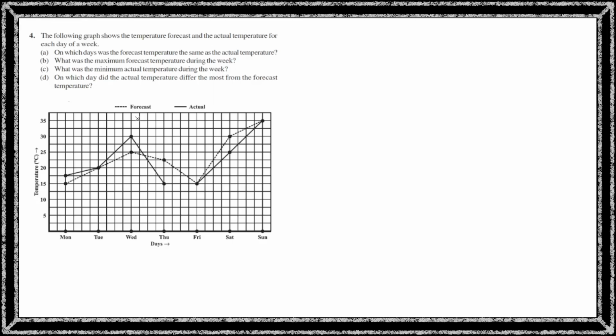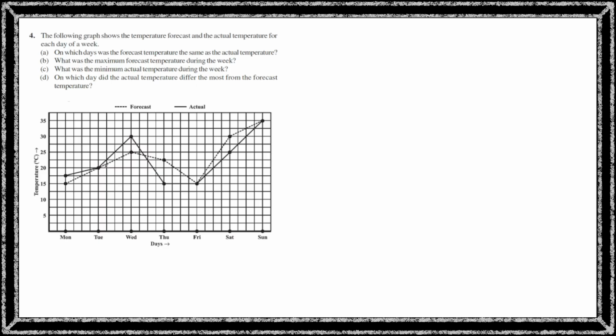You know that you always have a weather forecast depending on the data already available, and then you can always plot the actual temperature after that day is over, right? So they're comparing how the forecast and the actual values are, how close or how far away they are from each other. So on which days was the forecast the same as actual?